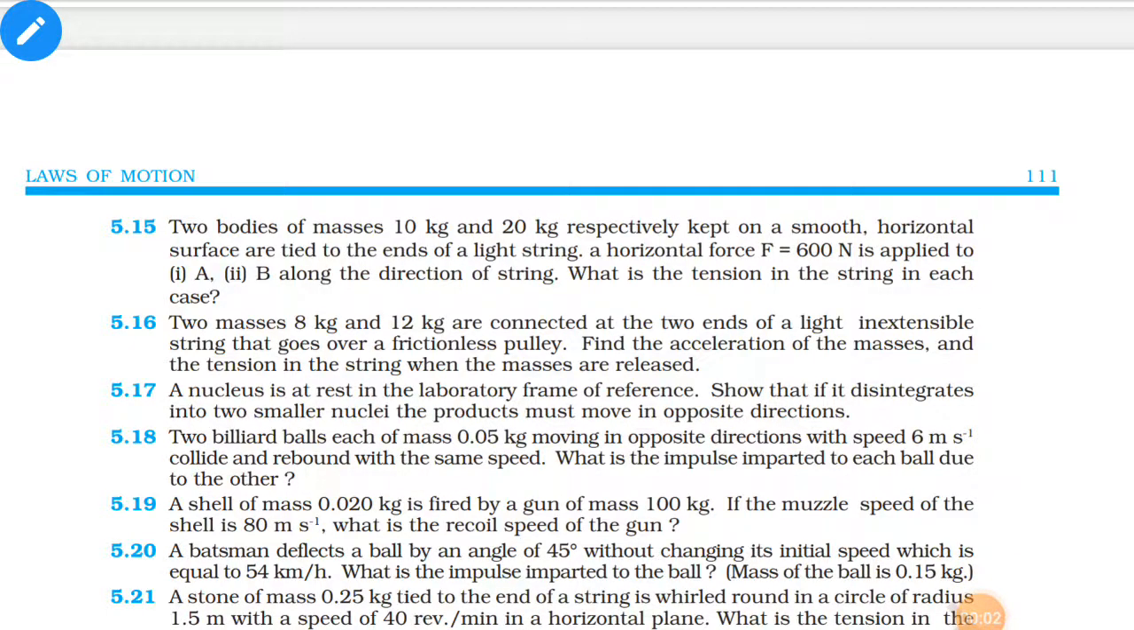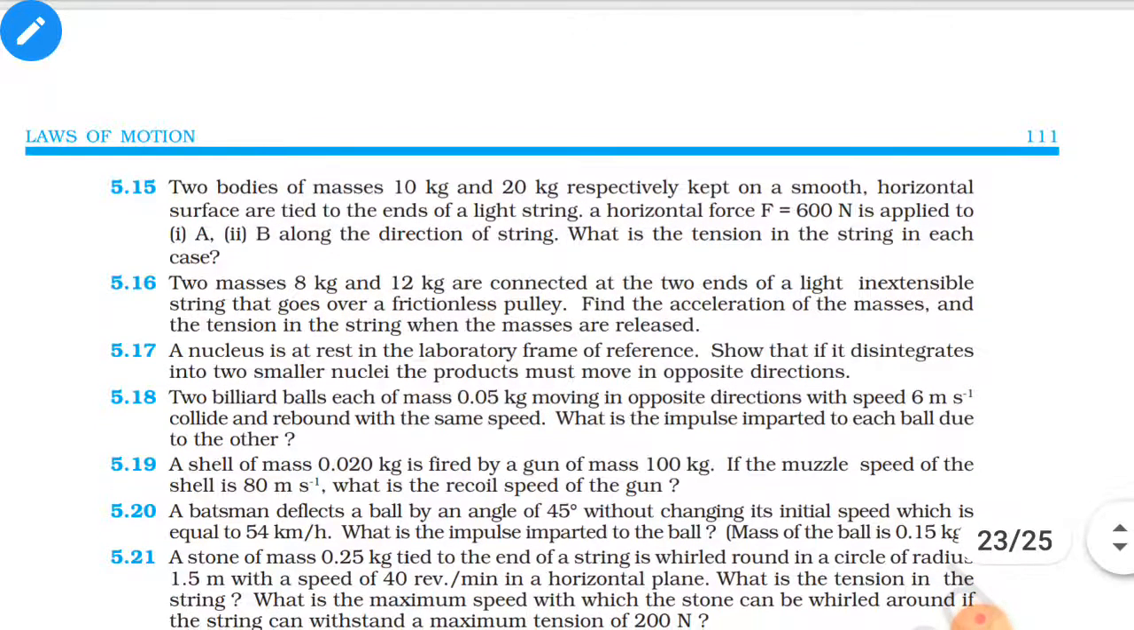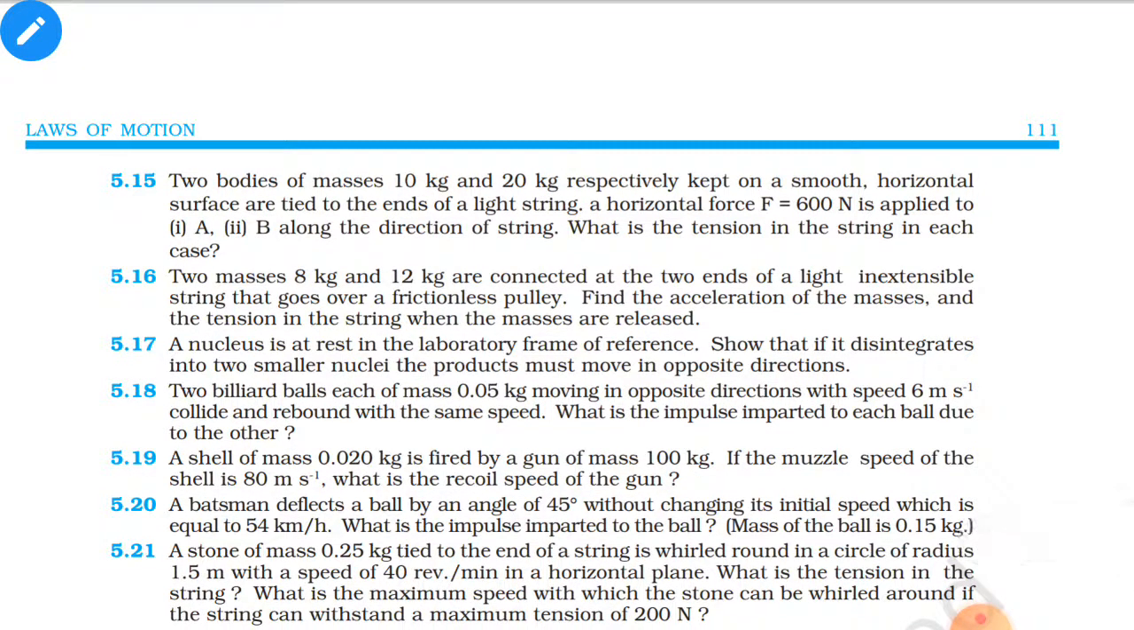Now numerical number 5.15: two bodies of mass 10 kg and 20 kg respectively are kept on a smooth horizontal surface and tied to the ends of a light string. A horizontal force of 600 Newton is applied to A and B, both bodies, along the direction of the string. What is the tension in the string in each case?